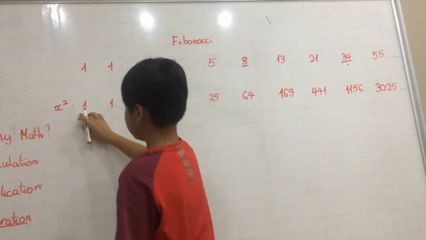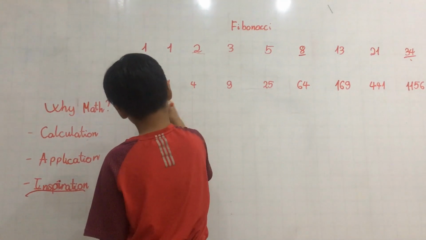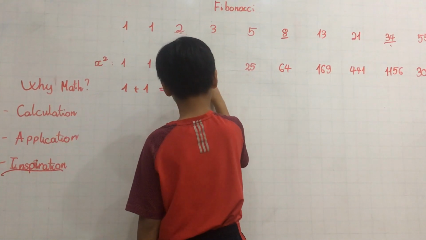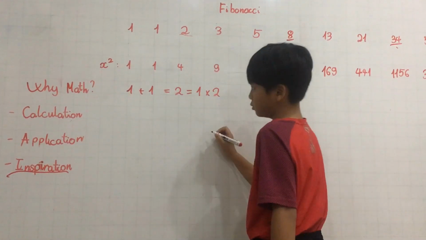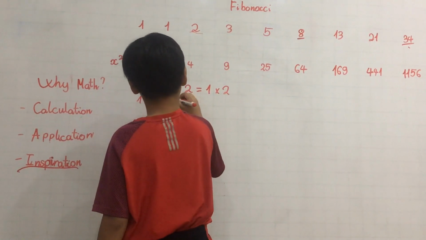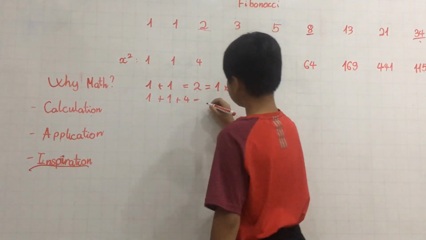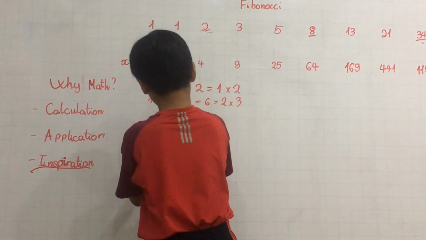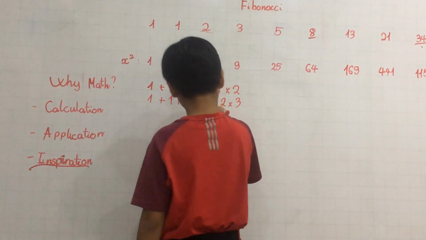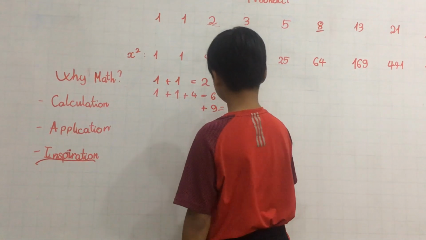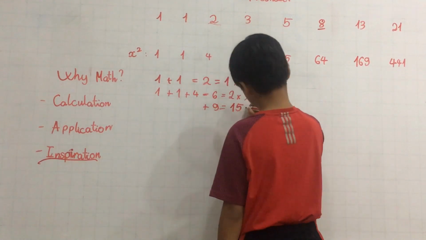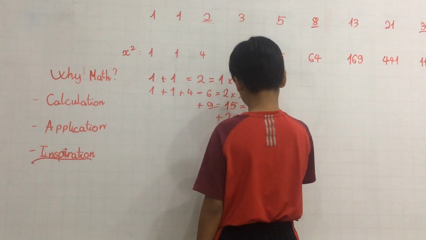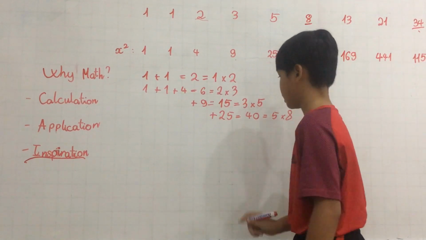Now, if we add a set of numbers, not just two numbers, 1 plus 1 equals 2, and it also equals 1 times 2. Next is 1 plus 1 plus 4, which equals 6, and it's also equal to 2 times 3. Next, add 9, which is this number, and it equals 15. And it is 3 times 5. Next, we will add 25, and we will get 40, which is 5 times 8, and so on.